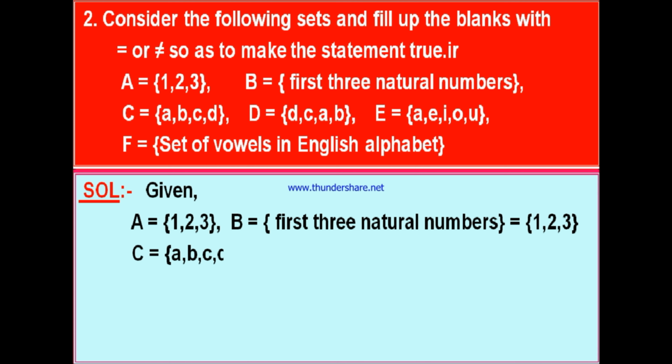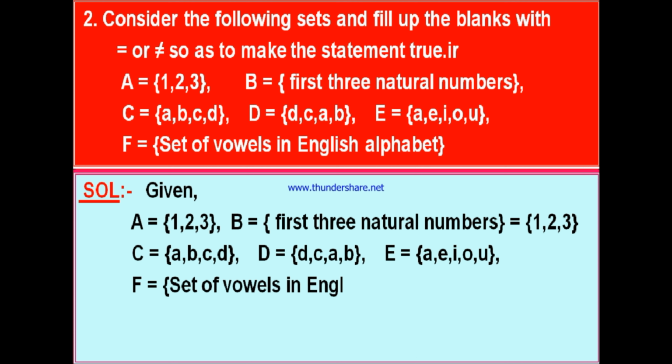And C is equal to {A, B, C, D}, no problem. D is equal to {D, C, A, B}, and E is equal to {A, E, I, O, U}, and F is equal to the set of vowels in the English alphabet. We know that the vowels are A, E, I, O, U only. Therefore, F is equal to the set {A, E, I, O, U}.